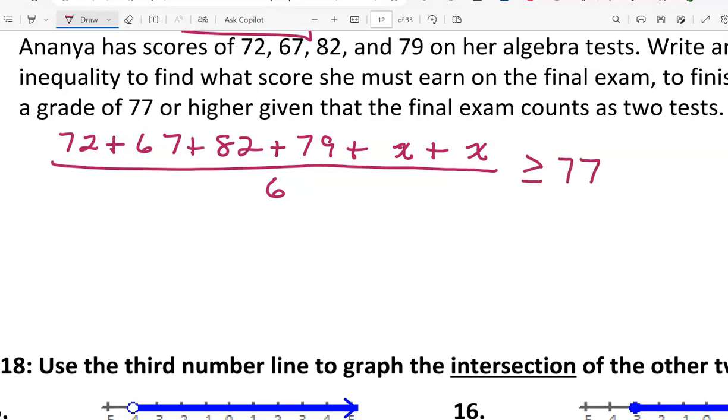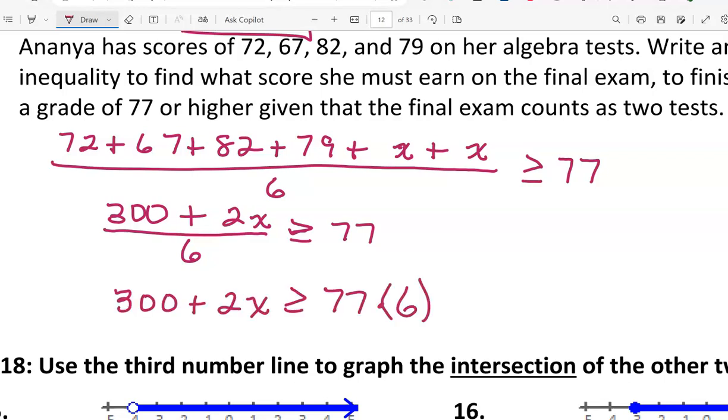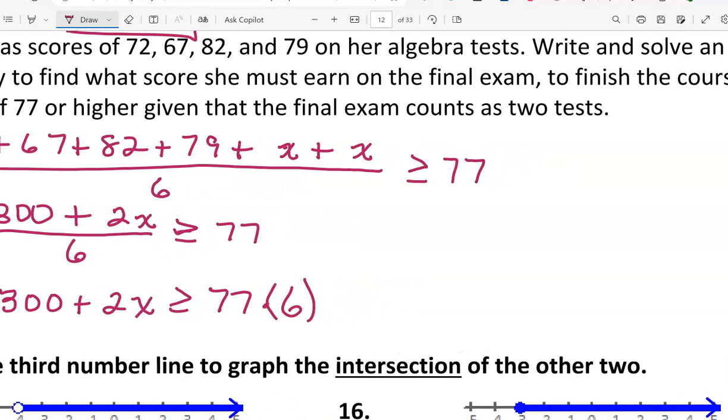So the first thing that we can do is a little simplification. Let's add the figures on the left. That will give us 300. And x plus x is 2x. That total divided by 6 is greater than or equal to 77. Next, we'll need to multiply both sides by 6. In doing so, we're going to cancel that divided by 6. And that will give us 300 plus 2x is greater than or equal to 77 times 6.